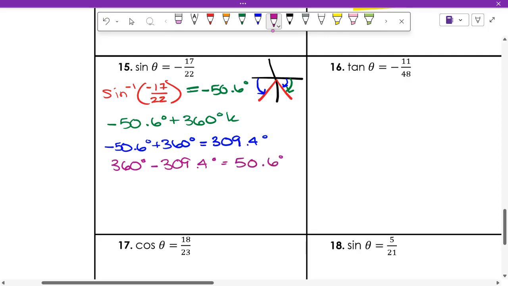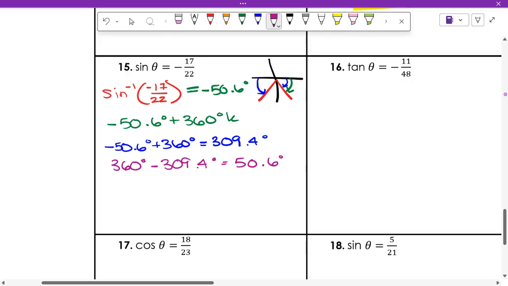So like I said, the negative angle measure is the reference angle. You just make it positive because it is the distance from the x-axis to the terminal side. So instead of going above 50.6, we went below 50.6 right here. And so it's the same thing. It just has directionality to it.